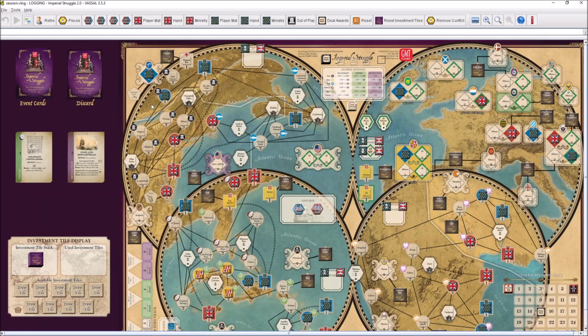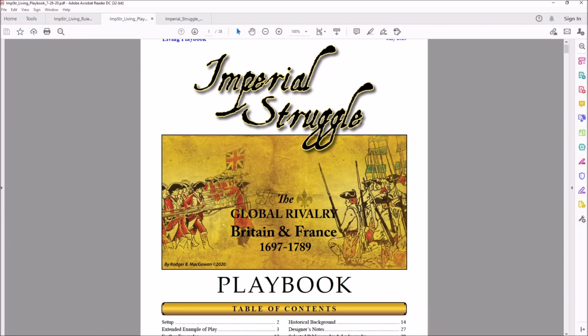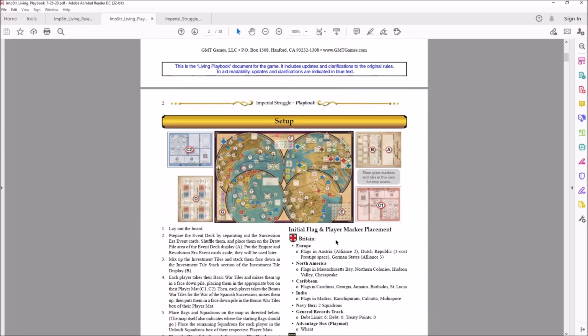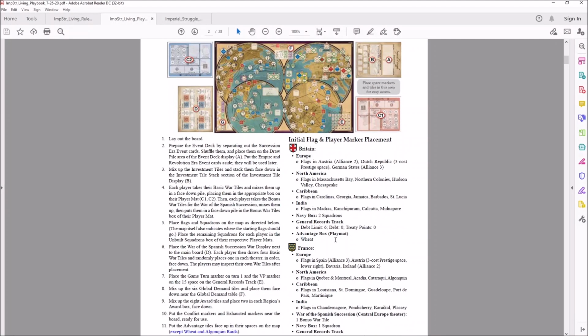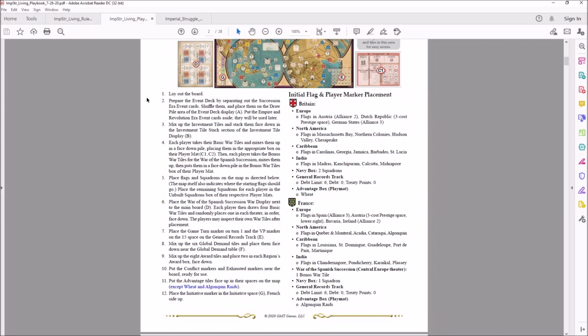Okay, so how do we start? First of all, the setup of the game. I will of course not be going through each and every point here, but I would like to point out some important things. The setup is in the playbook on page number 2. It shows exactly how we should place all the pieces. You should simply follow this setup.